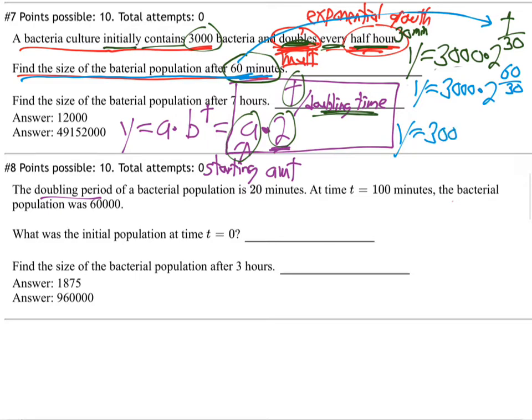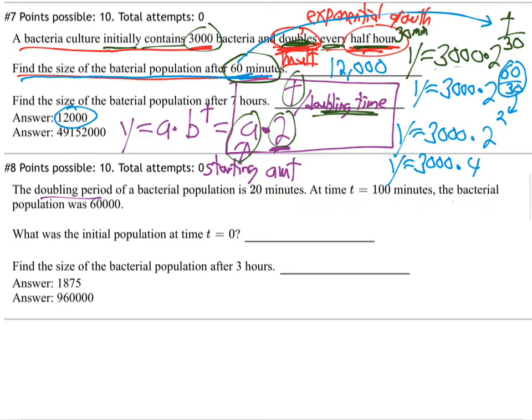And that's 3,000 times 2 to the 2, isn't it? 60 divided by 30 is just 2. So that's 3,000 times 4, right? 2 to the second power is 4, so that's 12,000. So the answer to this first part is 12,000, which is what they say right over there. That's the size of the bacteria population after 60 minutes, of course, right?